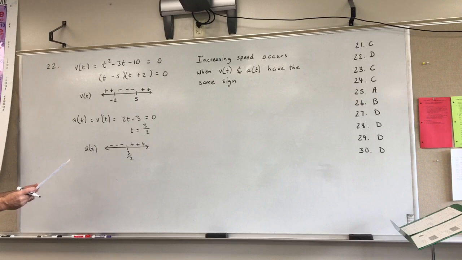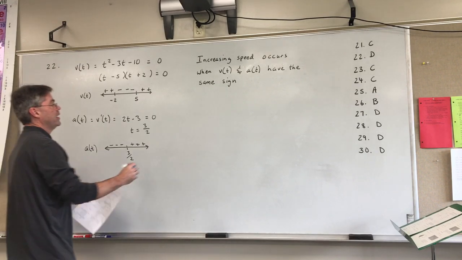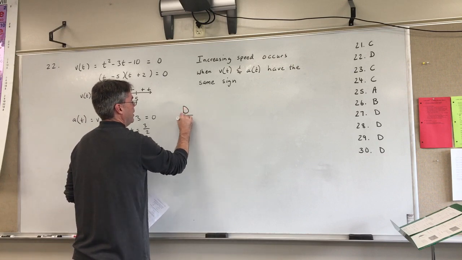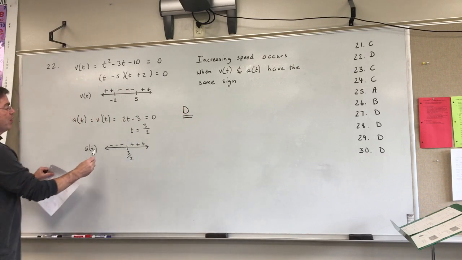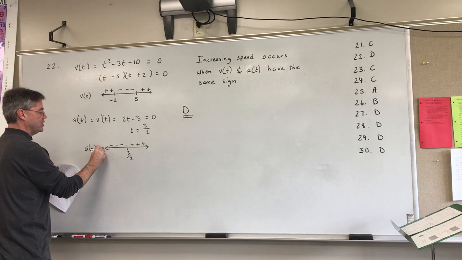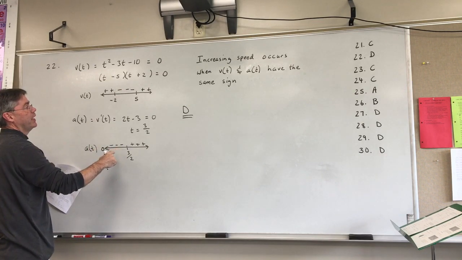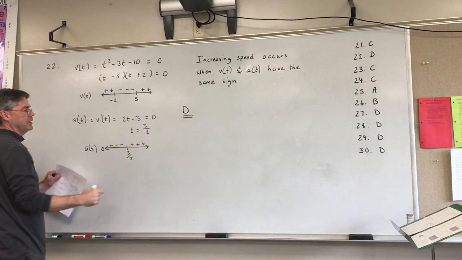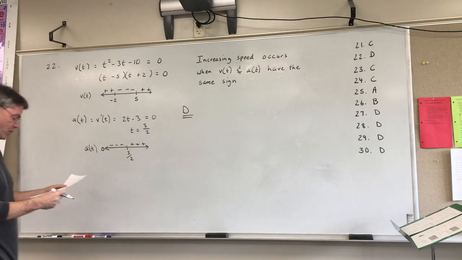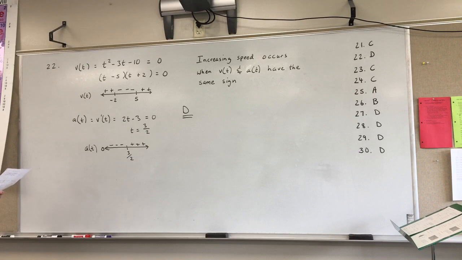Okay, so they don't go all the way back to -2. They start at 0, but for D, between 0 and 3/2, let's say this is 0, velocity and acceleration are both negative. And then for greater than 5, velocity and acceleration are both positive. So all of the other answers are incorrect. So that one is D.